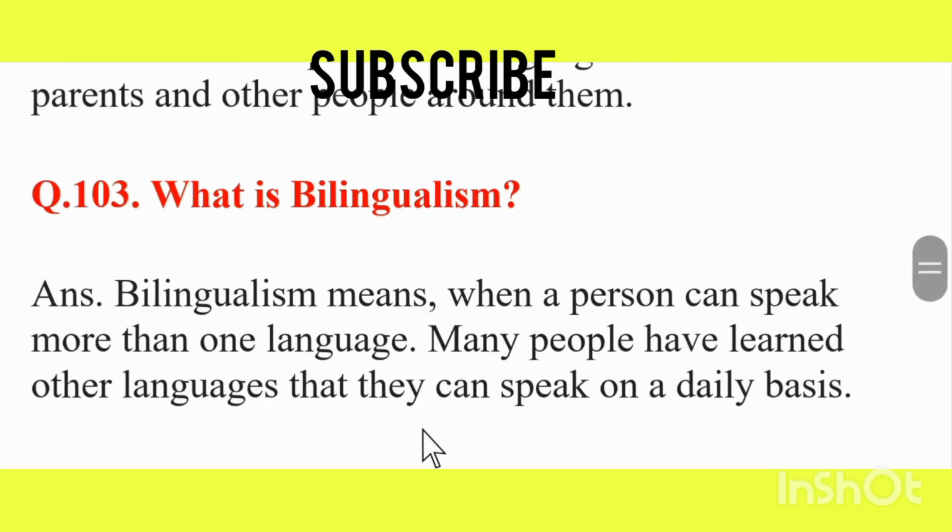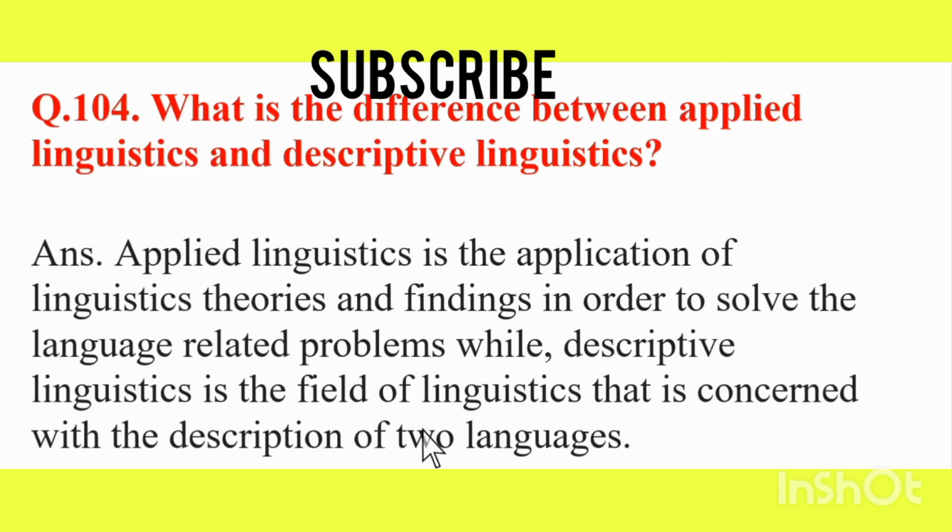What is bilingualism? Bilingualism means when a person can speak more than one language. Many people have learned other languages that they can speak on a daily basis. What is the difference between applied linguistics and descriptive linguistics? Applied linguistics is the application of linguistics theories and findings in order to solve language-related problems, while descriptive linguistics is the field of linguistics that is concerned with the description of languages.